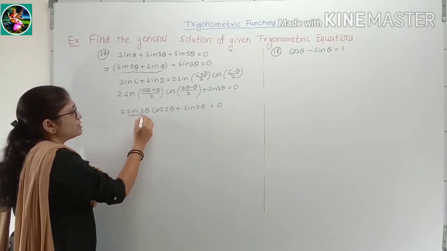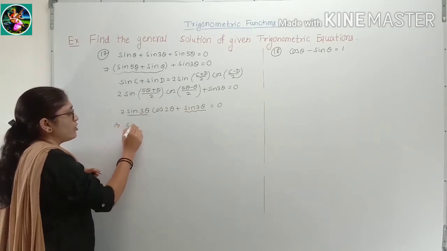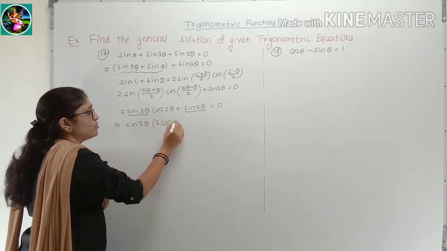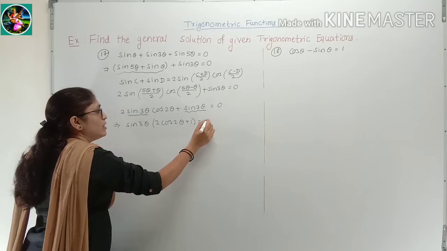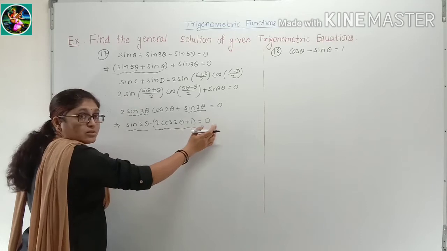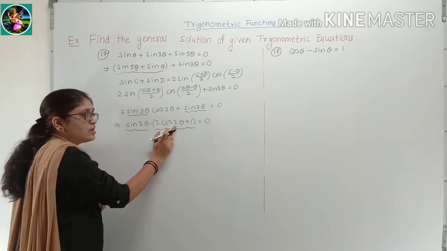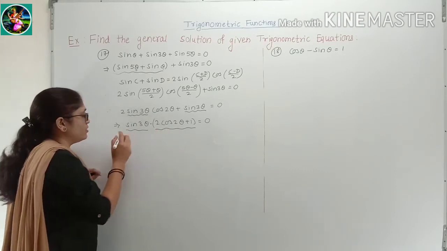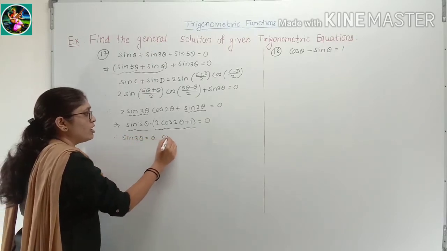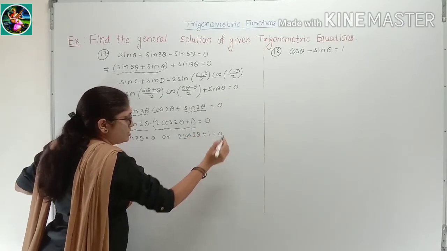Now we take common sine of 3 theta in both these terms. Therefore, here sine of 3 theta into another bracket, 2 cos of 2 theta plus 1, is equal to 0. The product of these two terms is 0. Therefore, either this term is 0 or this bracket must be equal to 0. Therefore, we write sine of 3 theta is equal to 0 or 2 cos of 2 theta plus 1 is equal to 0.